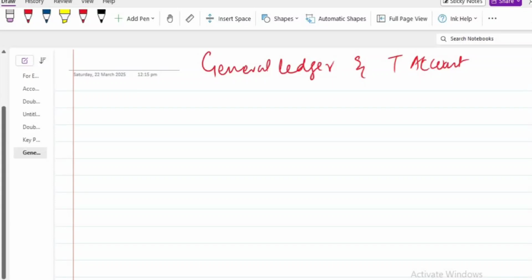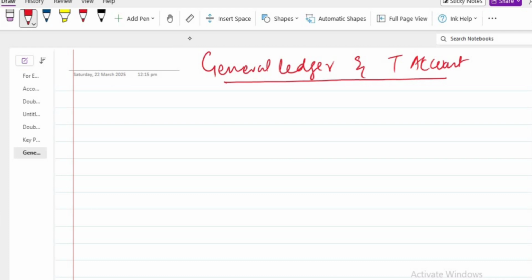Okay, guys, today we have to discuss the general ledger and T account. So, what is a general ledger? A general ledger is like a master notebook for all the financial transactions of a business.